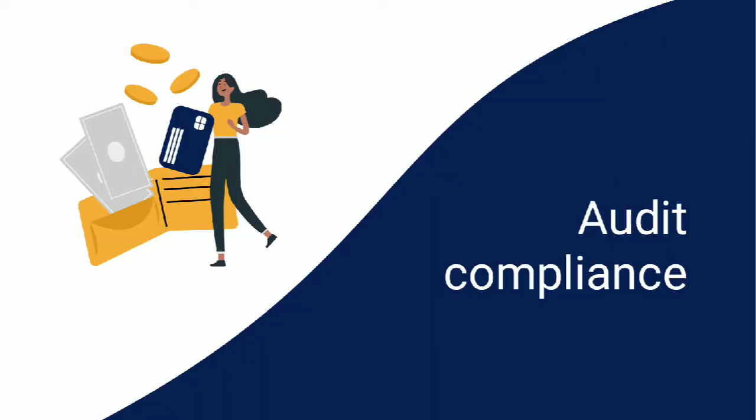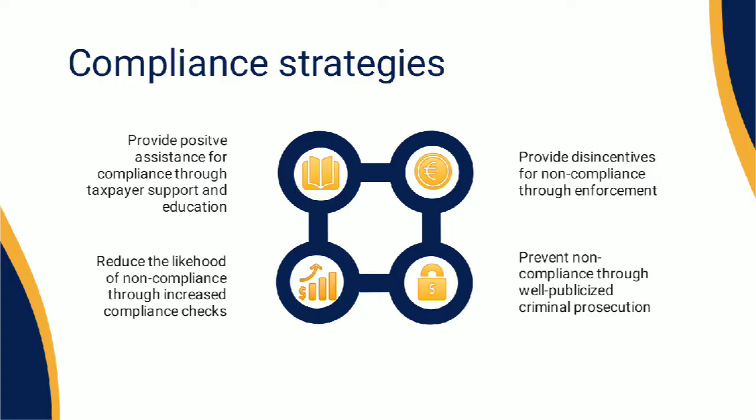Next, audit compliance. There are 4 compliance strategies provided by the Inland Revenue Board. First is to provide positive assistance for compliance through taxpayer support and education. Second, to reduce the likelihood of non-compliance through increased compliance checks. Third, to provide disincentive for non-compliance through enforcement. Fourth, to prevent non-compliance through well-publicized criminal prosecution. This strategy is vital for the successful implementation of the self-assessment system. One of the important programs undertaken by IRB is to educate the public about the importance of complying with tax laws and regulations.